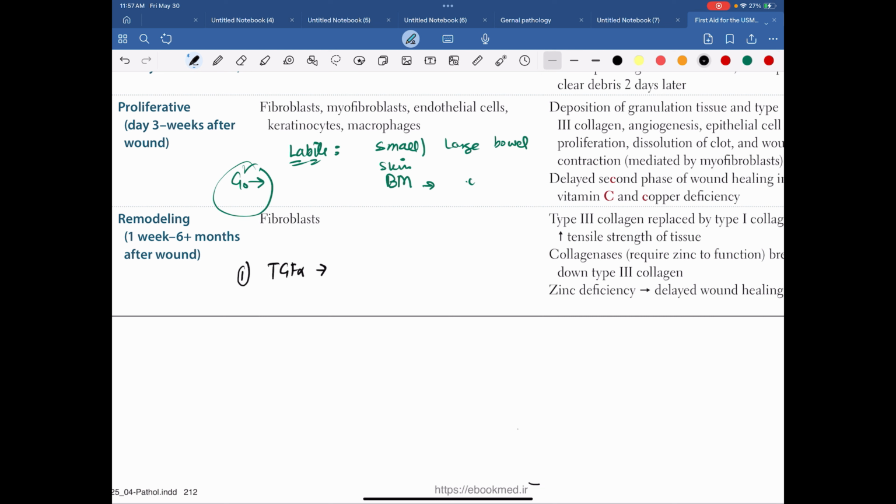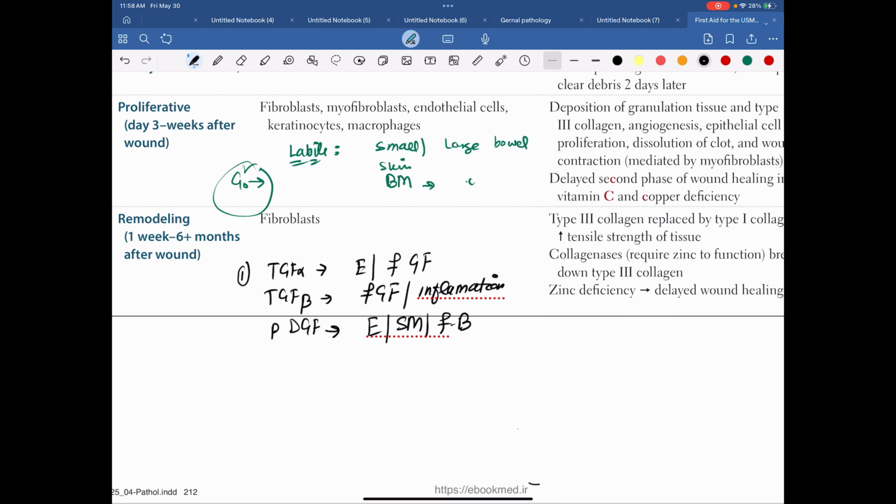Transforming growth factor alpha is the epithelial and fibroblast growth factor. Then we have transforming growth factor beta. It is important for fibroblast growth, and please also remember it inhibits inflammation. It is anti-inflammatory. That point is very important. Then we have platelet derived growth factor, which is very important for the endothelium, smooth muscle, and fibroblasts. Then we have the fibroblast growth factor, which is also very important for angiogenesis, and this is a very important MCQ.